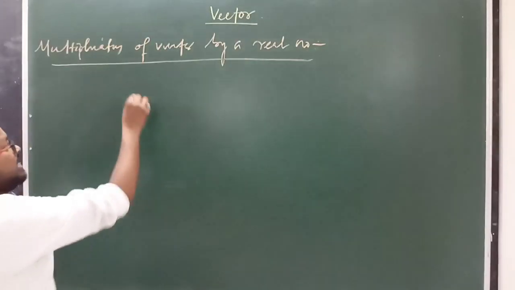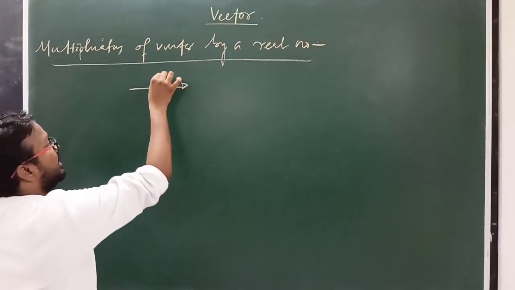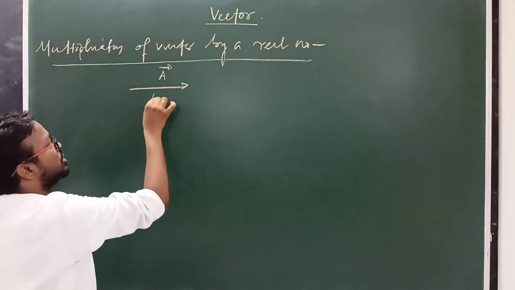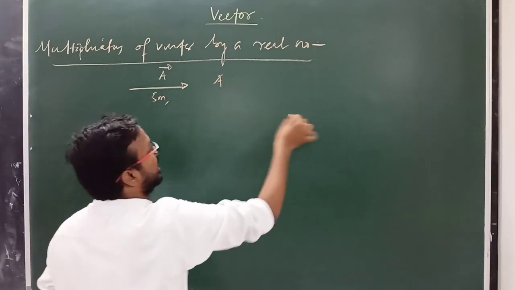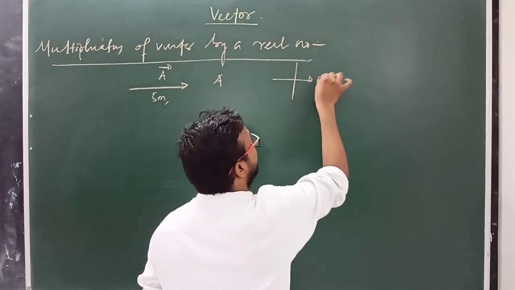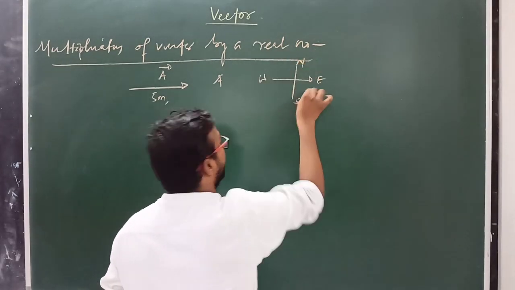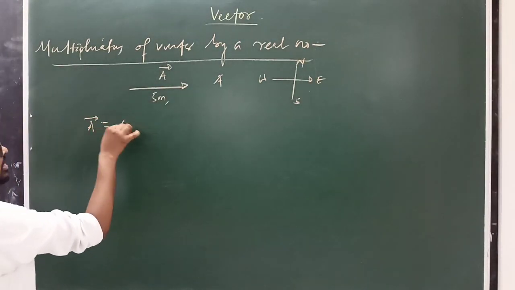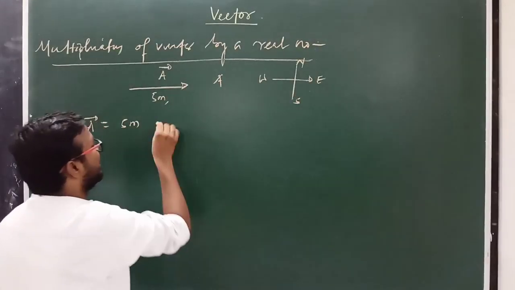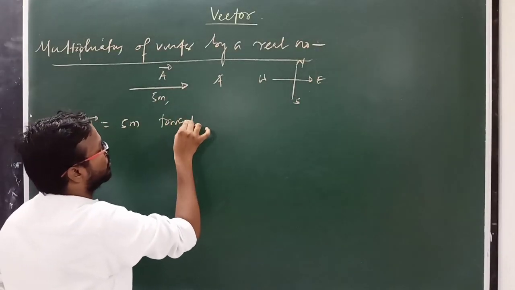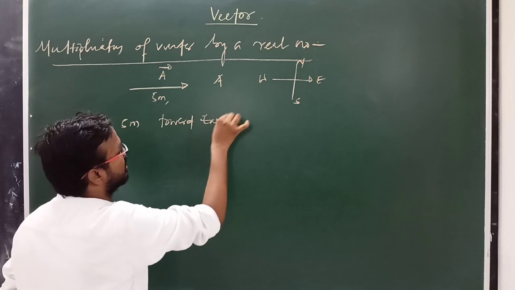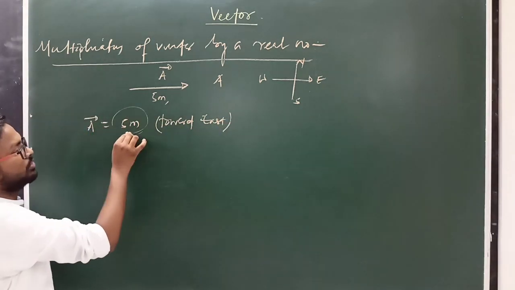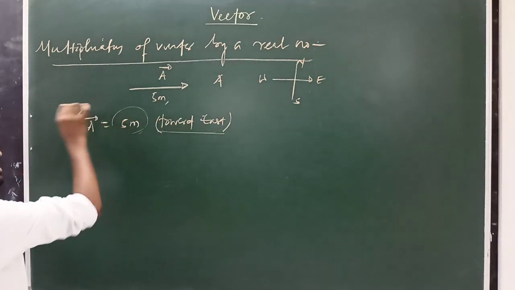Clear? Suppose there is a vector and its direction is this direction, and suppose its magnitude is 5 meter. If this is east, west, north, south, then this vector a can be represented as a vector equal to 5 meter towards east. It represents a vector form because it consists of magnitude and direction, which gives a vector quantity.